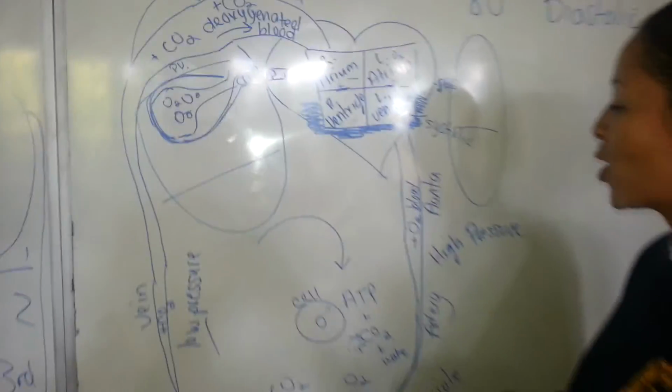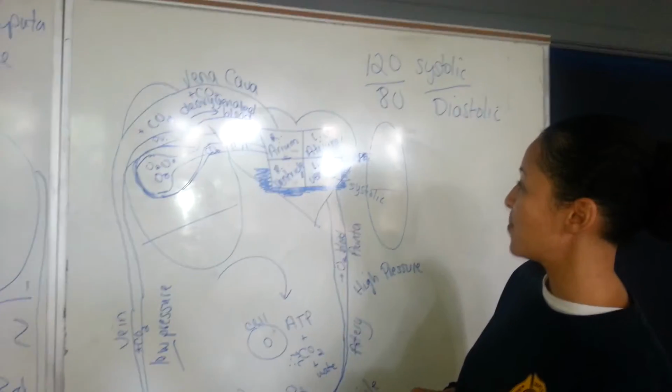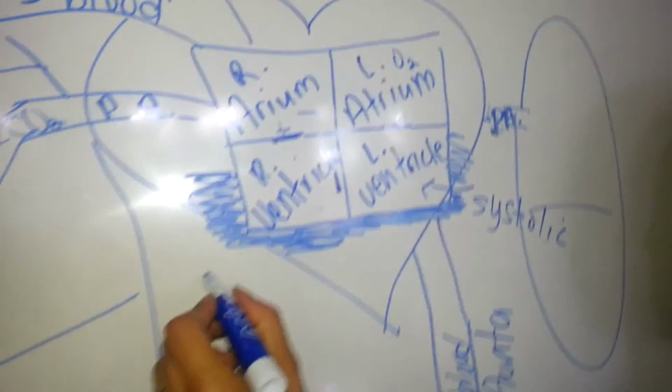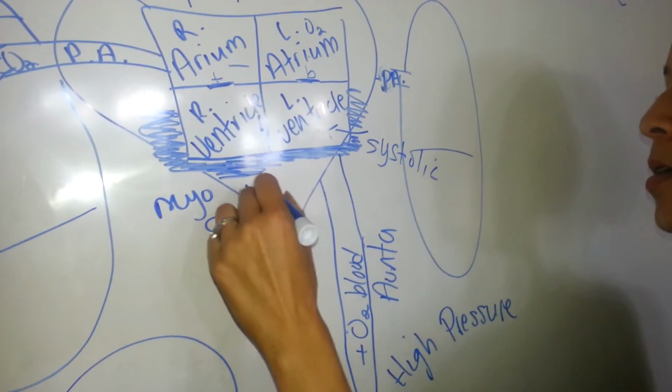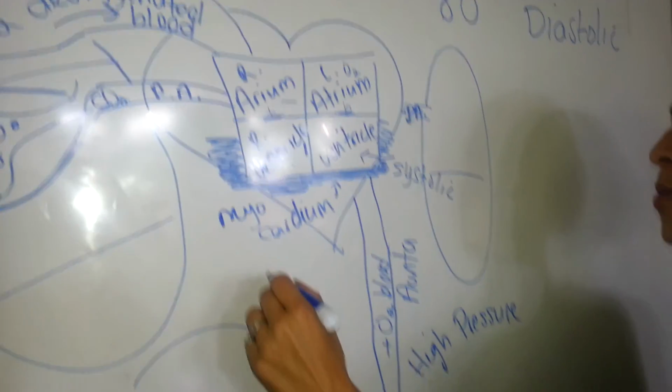That's blood flow. Hope it makes sense. After looking at it, it looks like a big mess. This is heart muscle. This is myocardia. Myocardium. Other words, heart muscle.